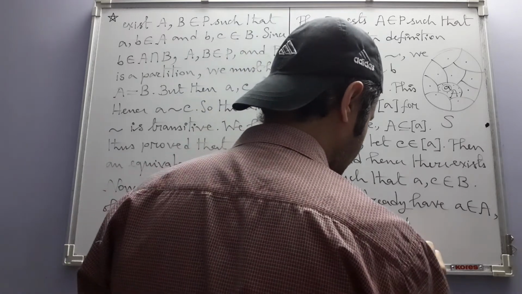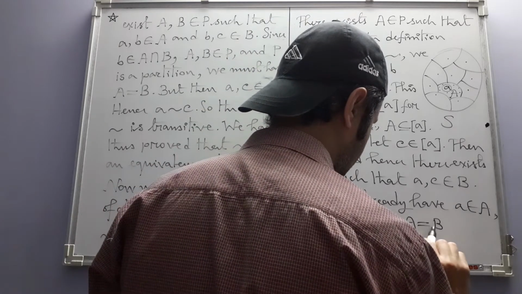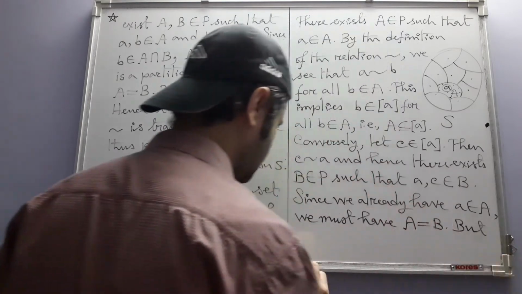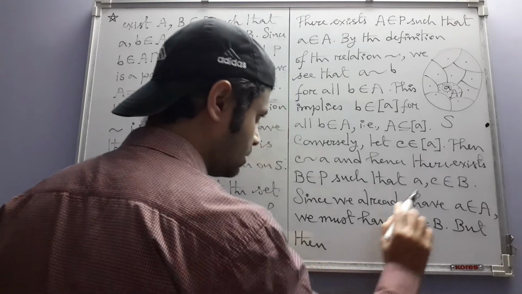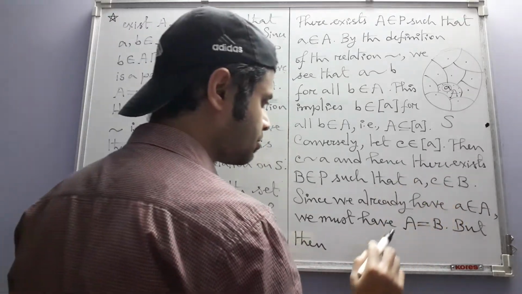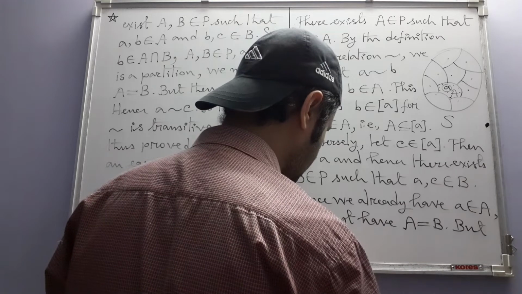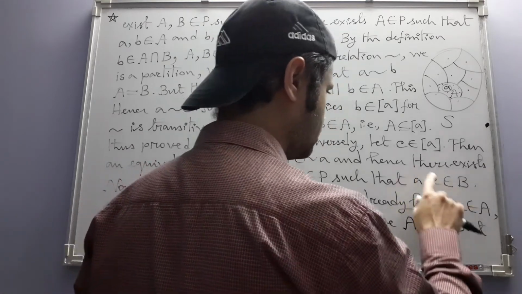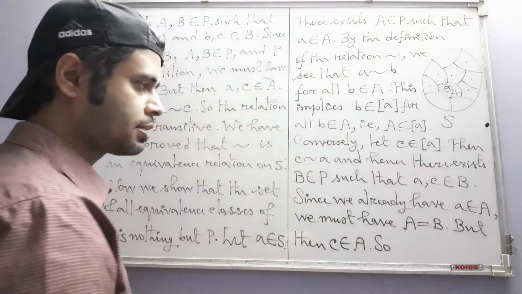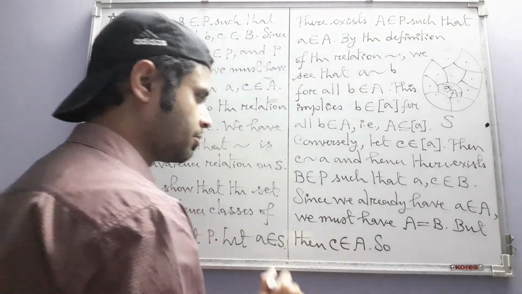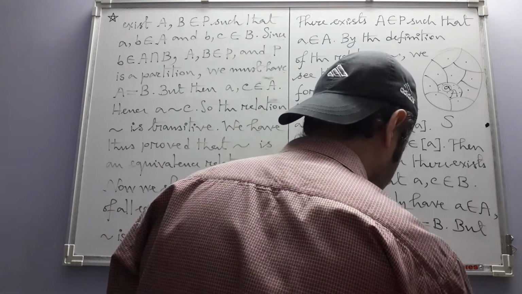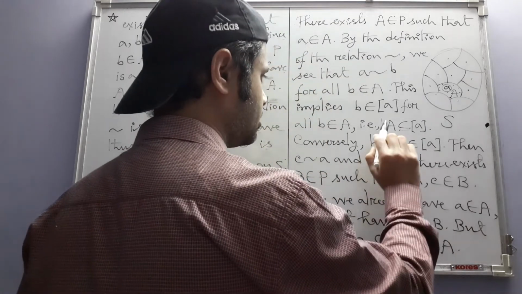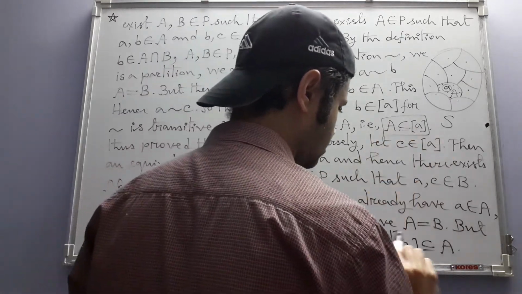We must have A equal to B, but then C originally belongs to B, so now C belongs to A. So C is any element in the class of A, C must belong to A. So the class of A is also a subset of A. Now you combine these two inclusions.